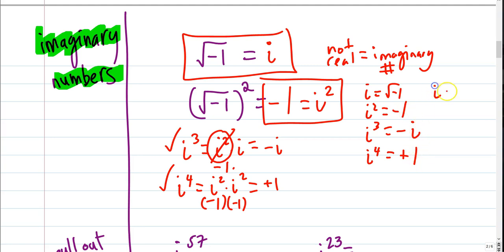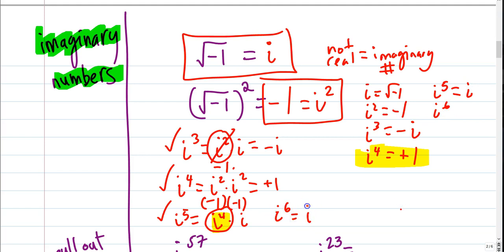i to the fifth, I can pull out a group of i to the fourth. And i to the fourth is just 1. Which means that's really just i. i to the sixth, I can pull out a group of 4, which is i to the fourth, times i squared. So it's really just the same thing as i squared, or negative 1.